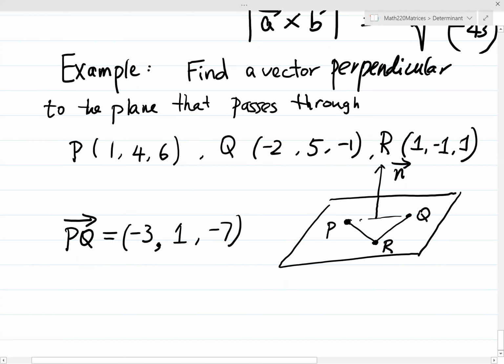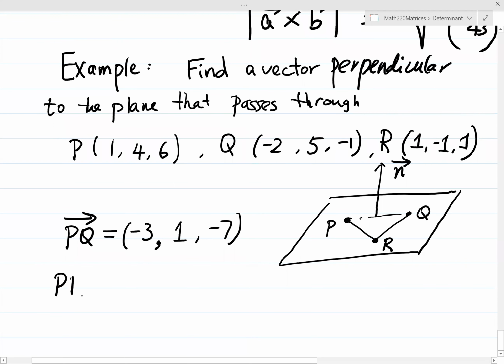So what is PR? Again we use head minus tail, the coordinates of R minus the coordinates of P. So we get 0, then -5, and then -5.